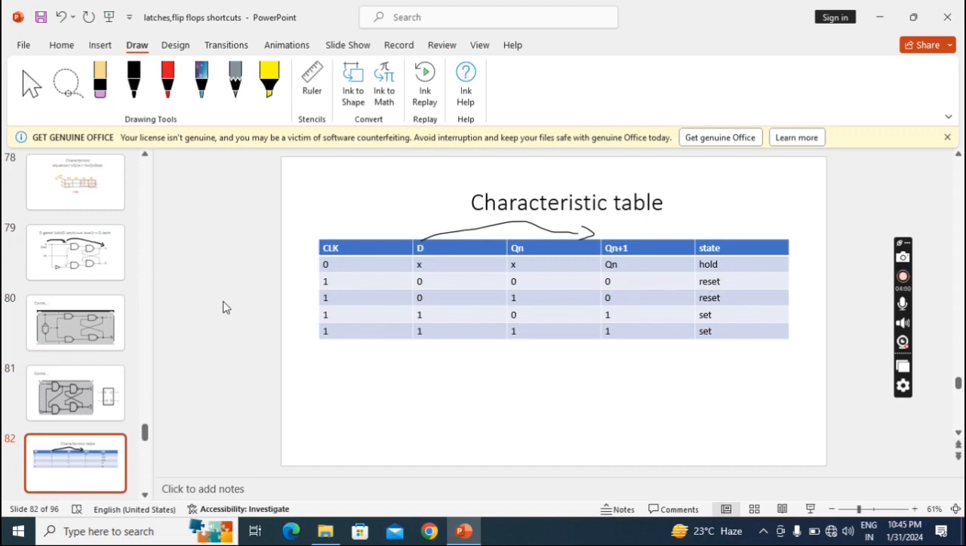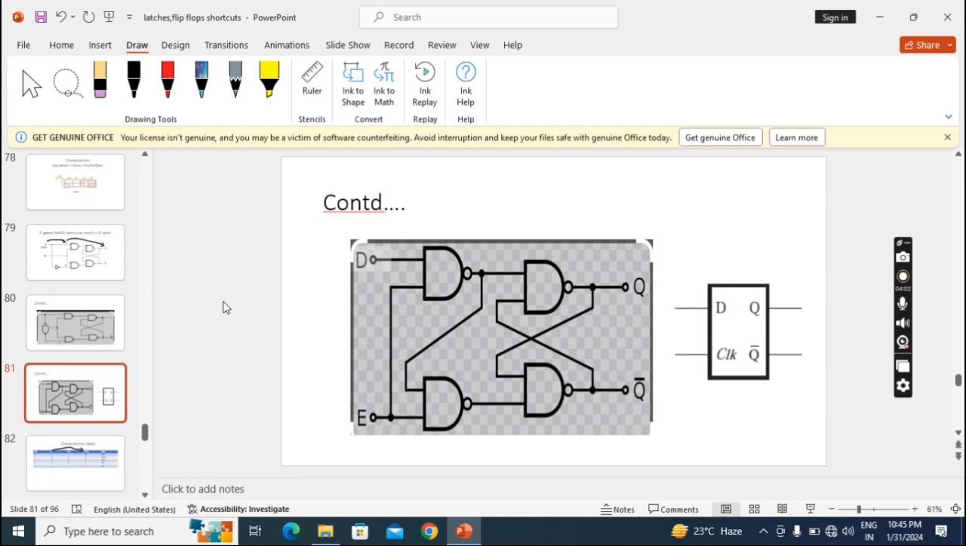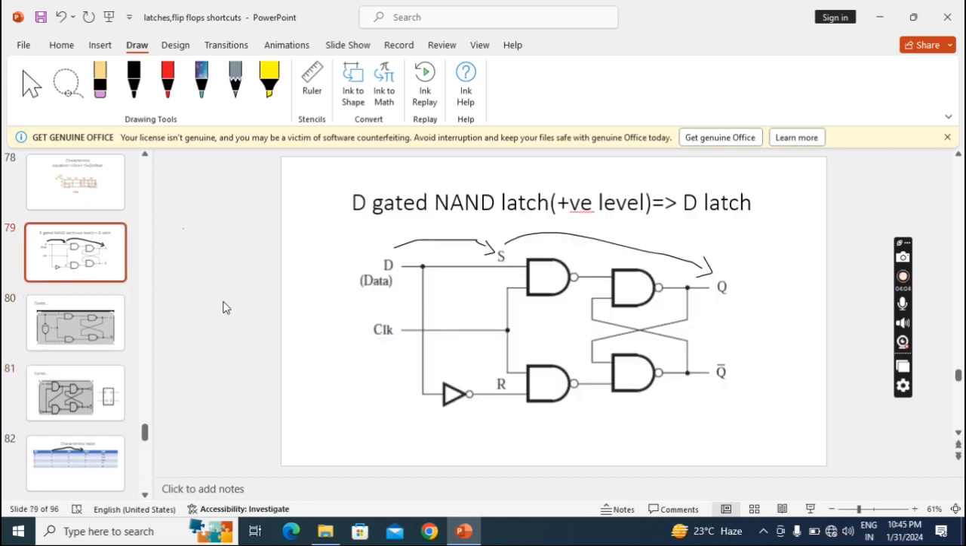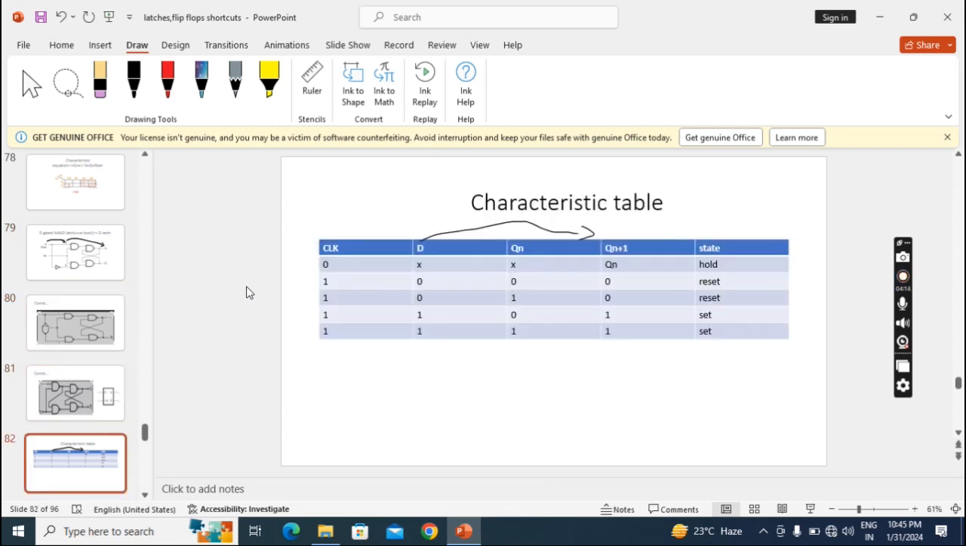When I apply 1 here, what will happen? D value. When I apply 1, it will become 1 0, and it will become 0 1. When I apply 0 1, the circuit becomes set. Set means 1. So we can simply draw the logic diagram and characteristic table from the SR gated latch itself, for D also.